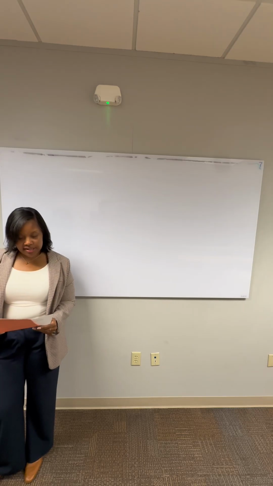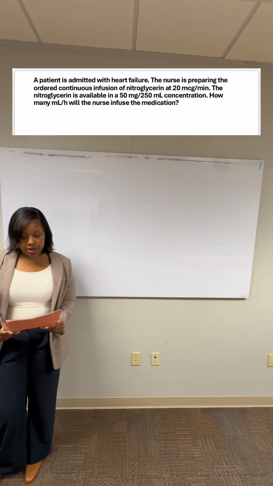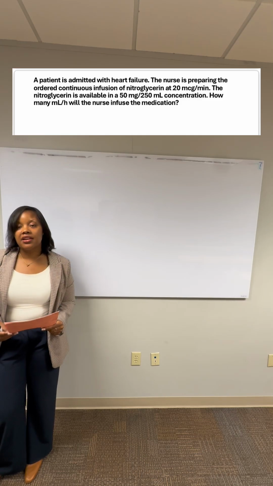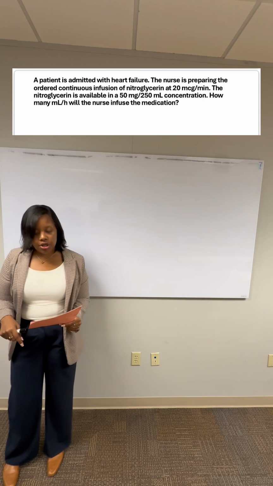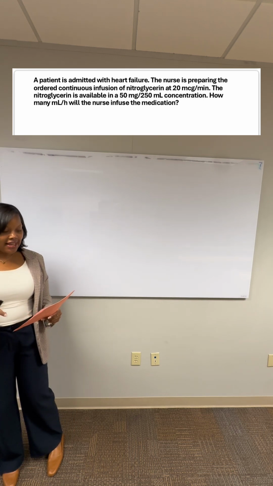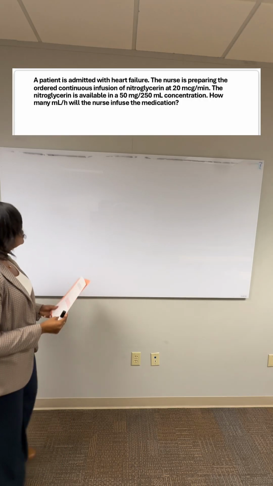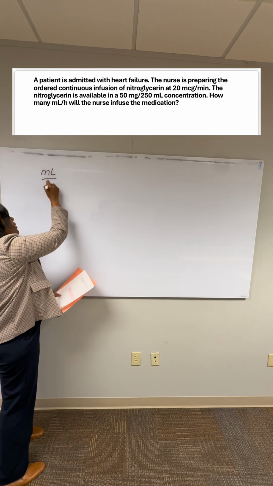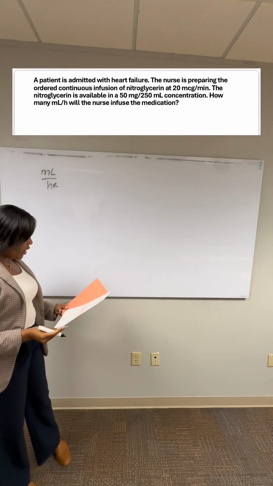So the question says a patient is admitted with heart failure. The nurse is preparing the ordered continuous infusion of nitroglycerin at 20 mcgs per minute. The nitroglycerin is ordered in 50 milligrams per 250 ml concentration. So the question says, how many mLs per hour will the nurse infuse the medication? So what I like to do is just go ahead and write down what my answer needs to end in. So our answer needs to be in mLs per hour.